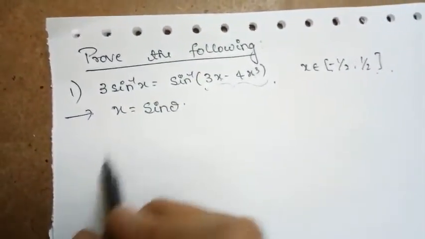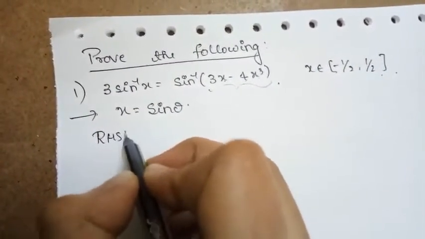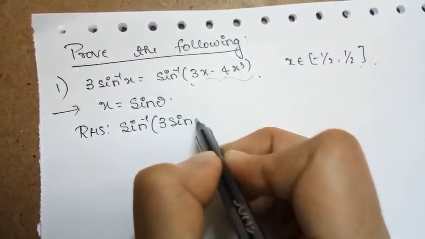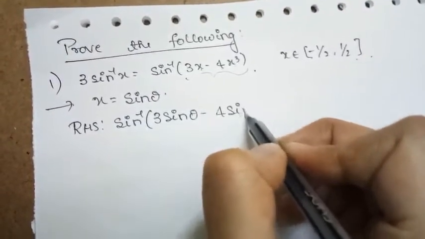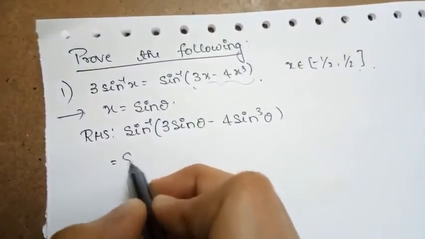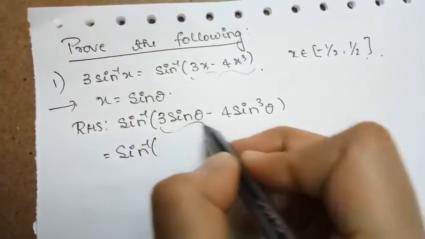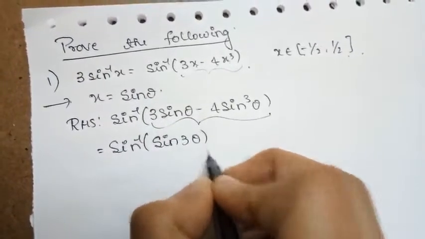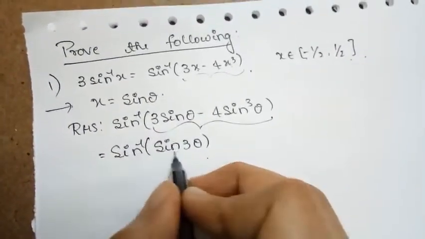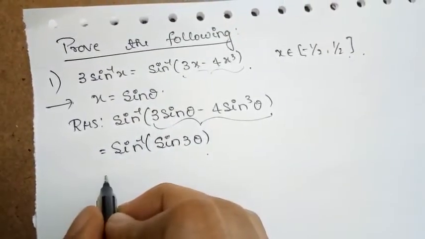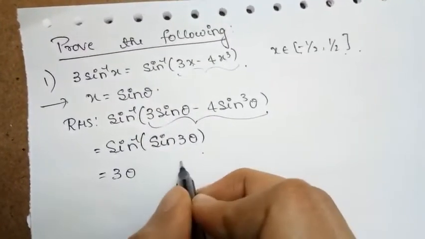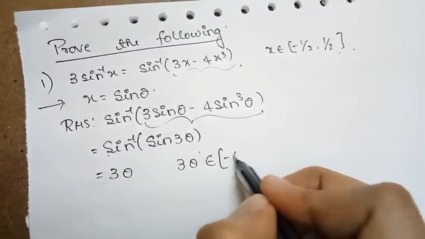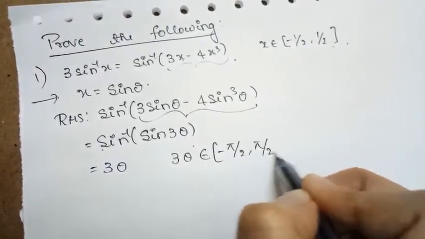When I substitute x is equal to sin theta, what happens to our RHS? In the RHS, sin inverse of 3 sin theta minus 4 sin cube theta, which is nothing but sin inverse of, this is the identity of sin 3 theta, so sin inverse of sin 3 theta. But we know that sin inverse of sin 3 theta is equal to 3 theta only when 3 theta belongs to the principal value branch of sin inverse, that is, when 3 theta belongs to minus pi by 2 to pi by 2.